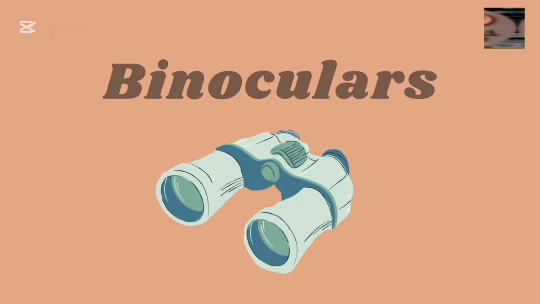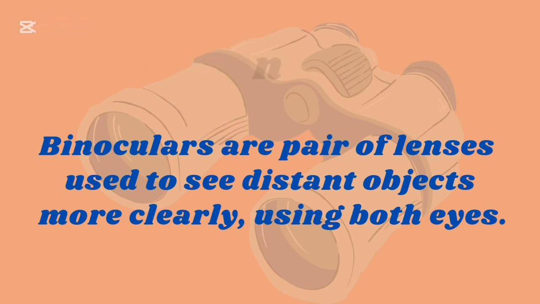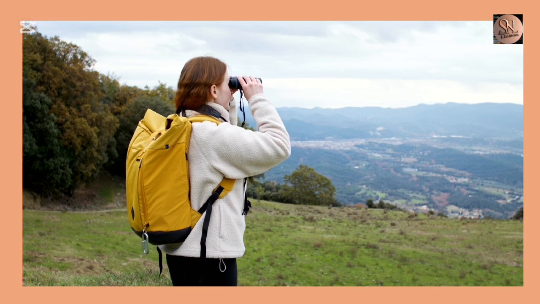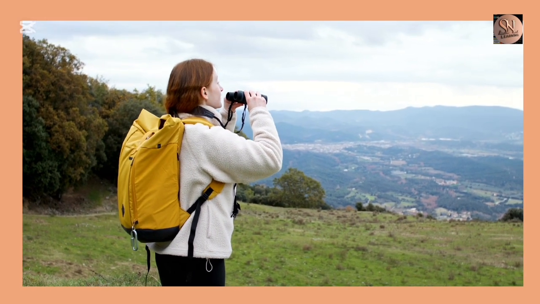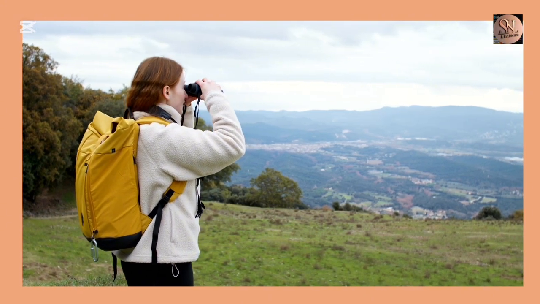The next one is binoculars. Binoculars are a pair of lenses used to see distant objects more clearly using both eyes. For example, people use binoculars to watch birds, or see faraway things during travel or sports events. You must have seen people using binoculars in large stadiums or at outdoor sports events such as cricket or horse racing to see clearly from far away. Scientists also use binoculars for observing nature, such as studying birds, animals, or distant objects in the environment. They help scientists see details from far away without disturbing the natural environment.